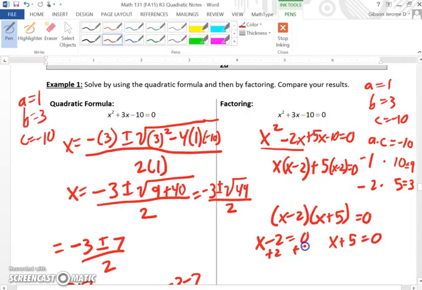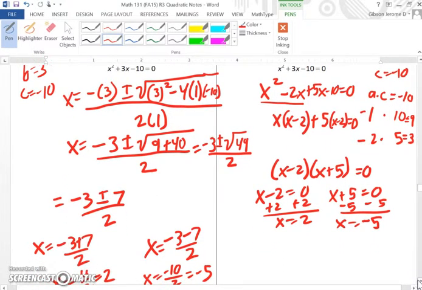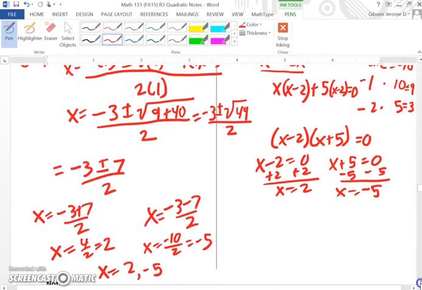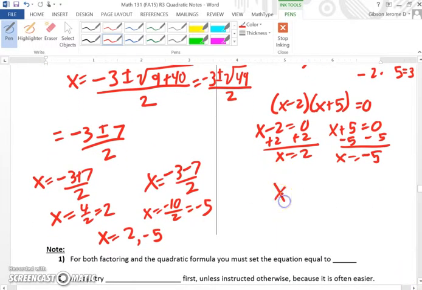So we will add 2 on both sides, and x is 2. We'll subtract 5 on both sides, and x is -5. Now if you notice here, we have the exact same answer we had down here. So x is 2 and also negative 5. So using either method will give you the same answer.